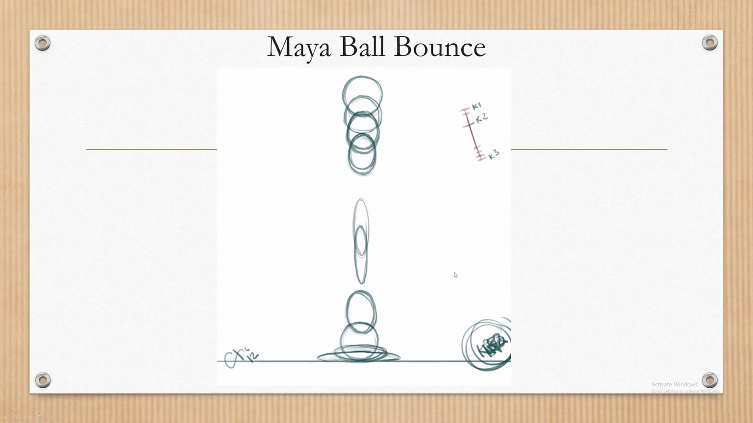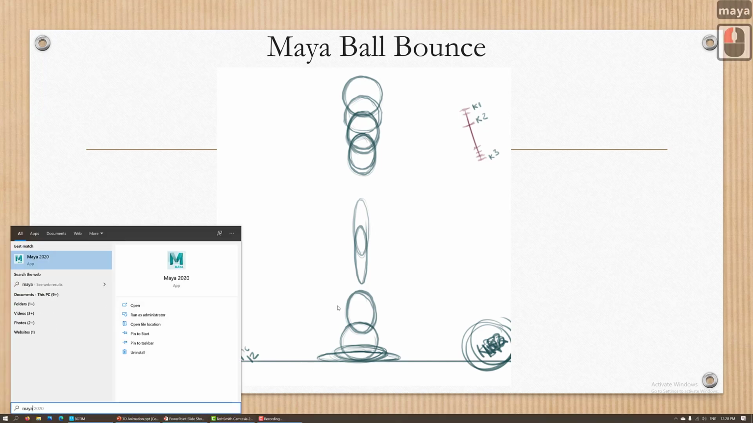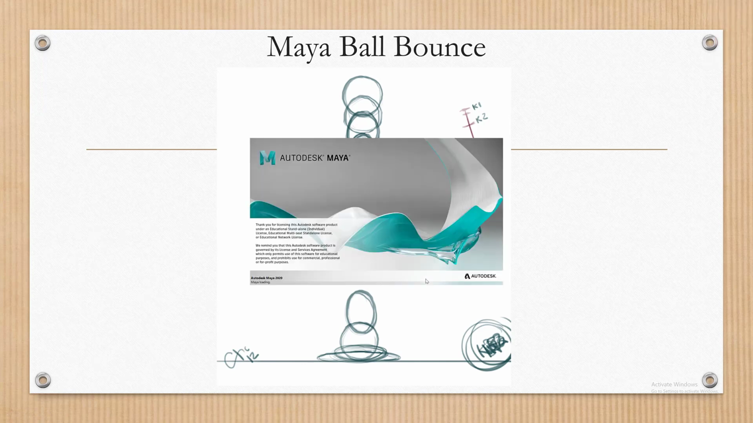So we'll be seeing how to use rigged characters or objects for animating in Maya with regard to ball bounce now. So what I'll do is I'll open my Maya file. I'll tell you the various procedures that need to be done for animating a scene using a Maya rig file.